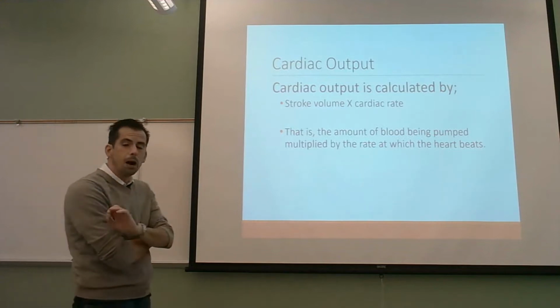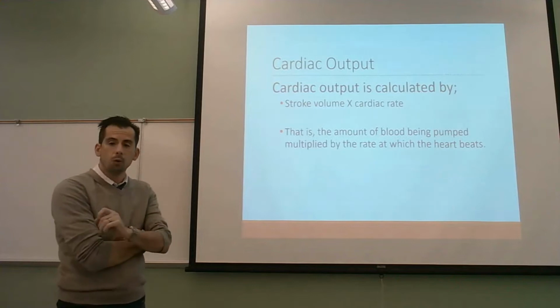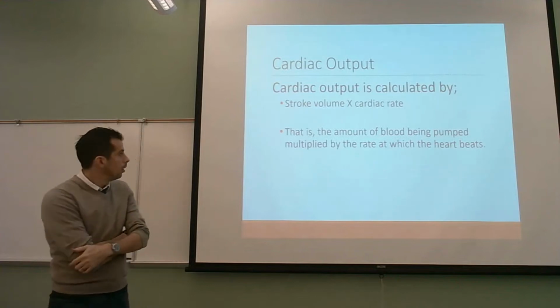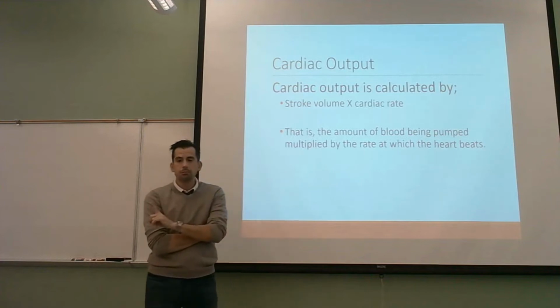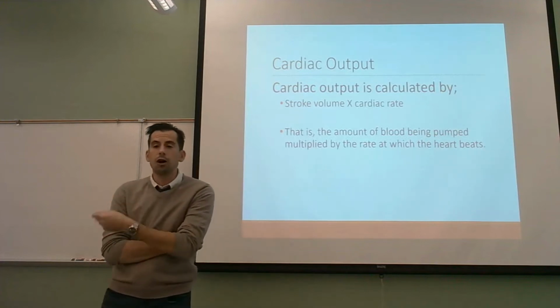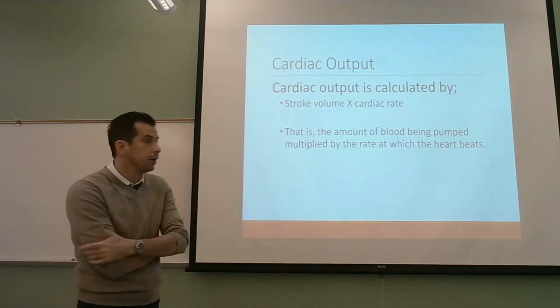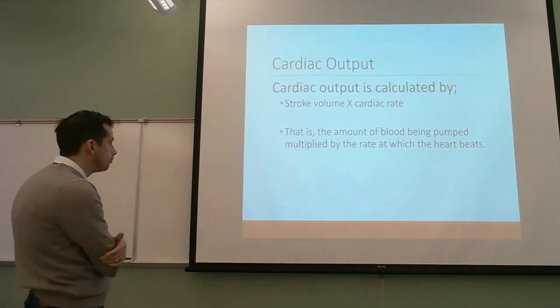So cardiac output is the amount of blood that leaves the heart in a minute or in a period of time. Stroke volume is the volume of blood that leaves per beat. And heart rate is the number of beats per minute or in a given period of time.